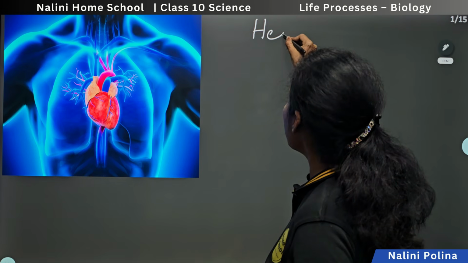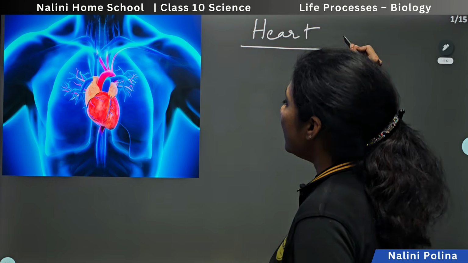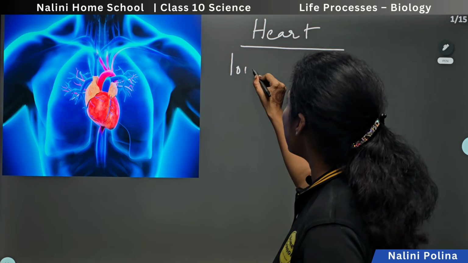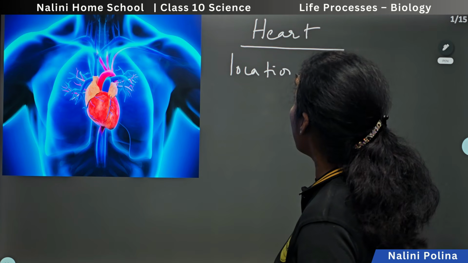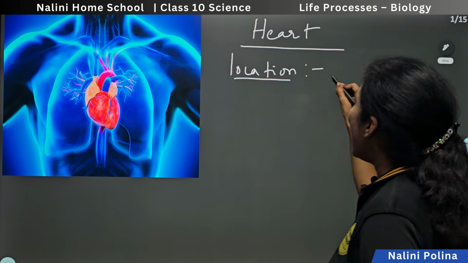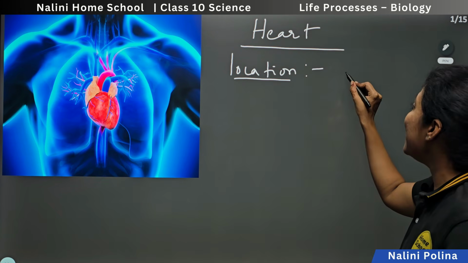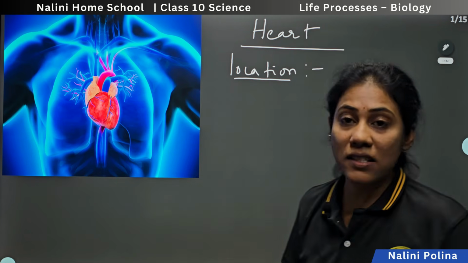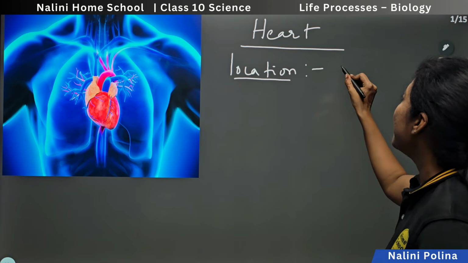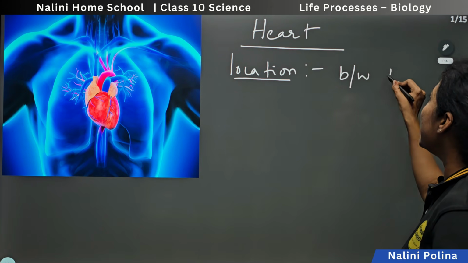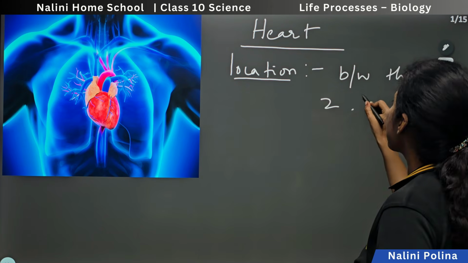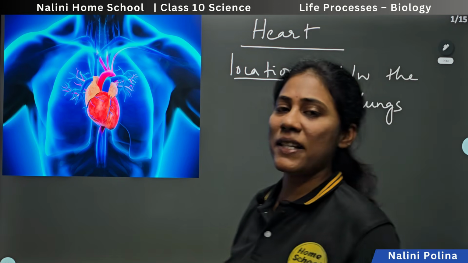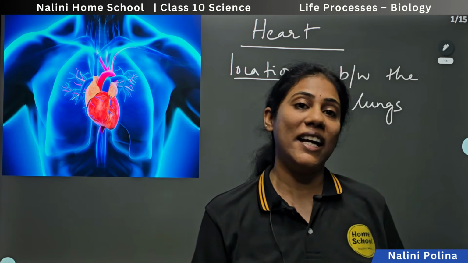So look at the position of the heart here, right? Where is the heart located? First, let us understand the location of the heart. You know what? The heart is present right at the center between the two lungs. Many people say that the heart is present towards the left side of the body.